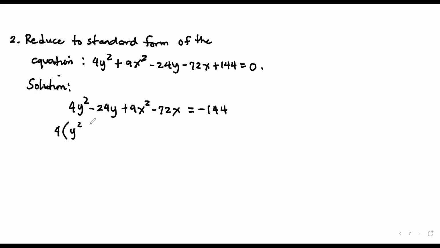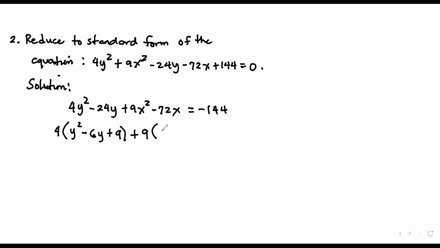4 times y squared is 4y squared, minus 6y, because 4 multiplied by negative 6y is negative 24y. Get the third term using completing the squares. Negative 6 divided by 2 is negative 3, squared it, 9. Plus, factor out their common term, 9, because we need the coefficient of x squared and y squared to be equal to 1.